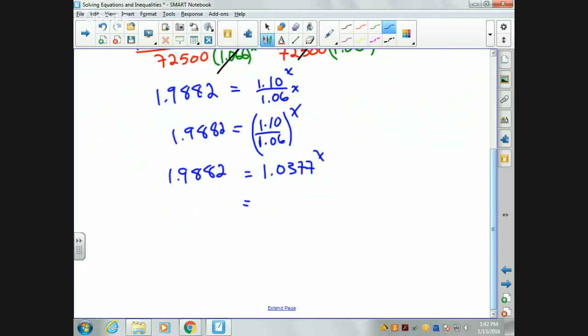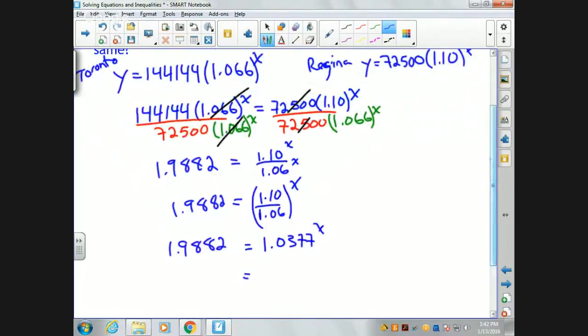Did I do that wrong? You're wrong. I'm just kidding. Try again. 1.1 divided by 1.06? Oh, that's why. Sorry, I'm wrong, because I lost a 6 in there. I made a mistake, no big deal. 1.031? 1.032, yeah.